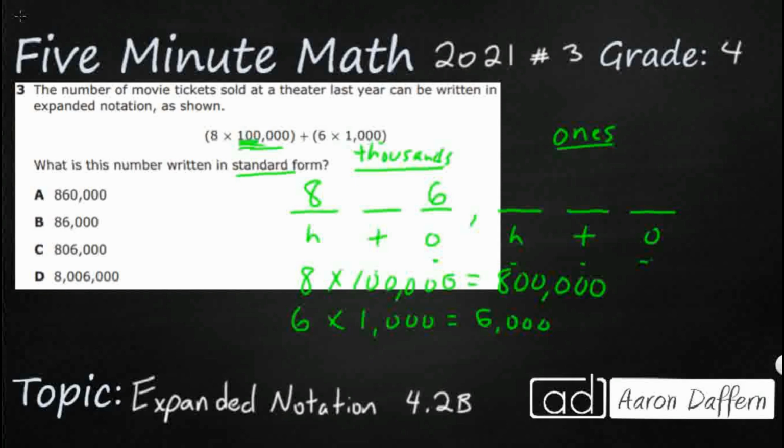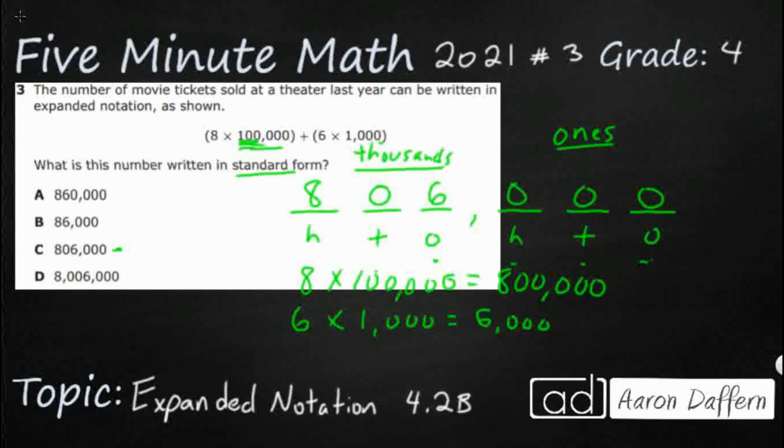Everything else is blank. So when we come across numbers that are kind of like this, the only thing that we can put in here that is going to keep the value the same is the 0. So we put the zeros in all of those placeholders. So obviously we see our answer down here at C, 806,000.